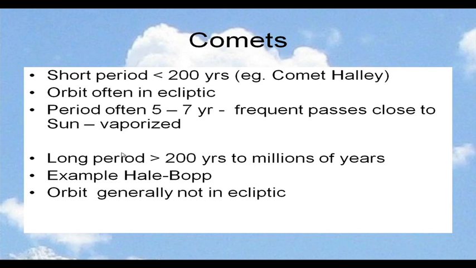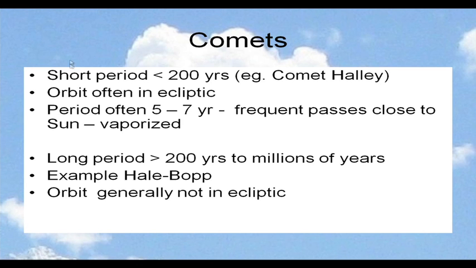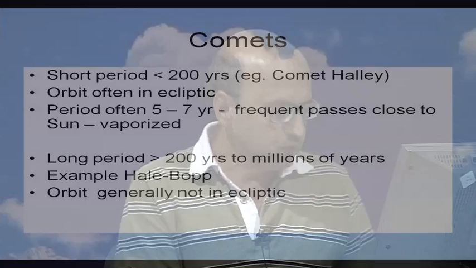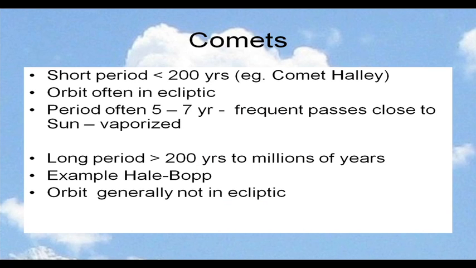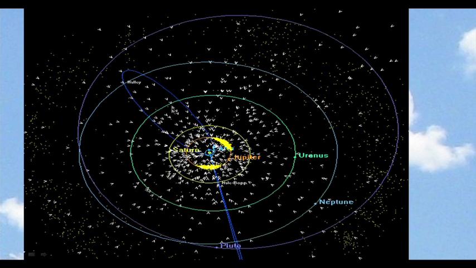So, comets we see can be roughly classified into two kinds, and we have seen examples of both these kinds of comets. So, we have the short period comets. These are of period less than 200 years. Example, the comet Halley, which we just saw and discussed. These comets are quite often in the ecliptic plane. So, they have orbits which are quite often close to the orbit of the Earth and the other planets around the Sun. And you can see it here for Halley also.